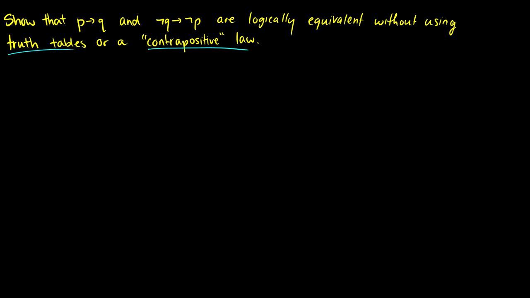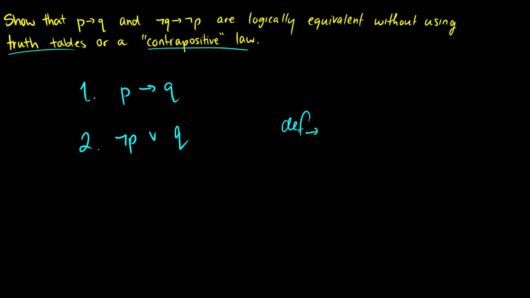Well, of course, the first thing we're going to do is start with P arrow Q. This is our assumption. And then the second part, we're going to use the definition of the arrow. So what is the definition of the arrow? Well, this says if we have P arrow Q, this is equivalent to not P or Q.